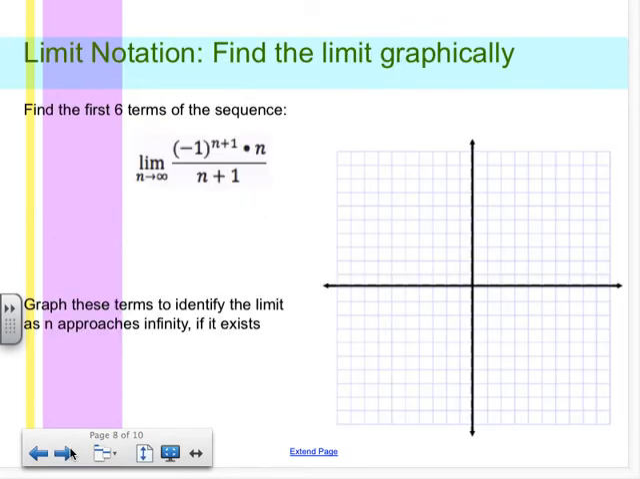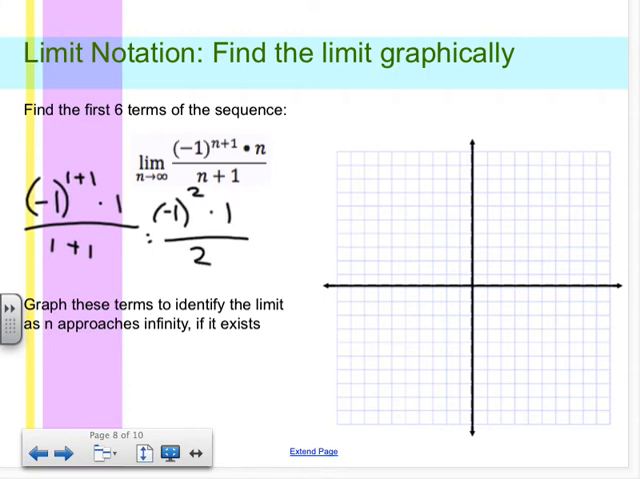Now, one other thing here. For the first 6 terms of this sequence, just like before, I want you to go through and plug in 1 through 6. So I would plug in -1 raised to the 1 plus 1 times 1 over 1 plus 1. That's -1 squared times 1 over 2, which ends up coming out to be 1/2. So I would have the point (1, 1/2). I want you to go through and do the same thing for 2, 3, 4, 5, and 6.